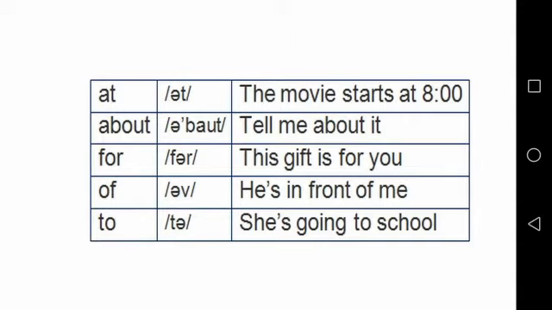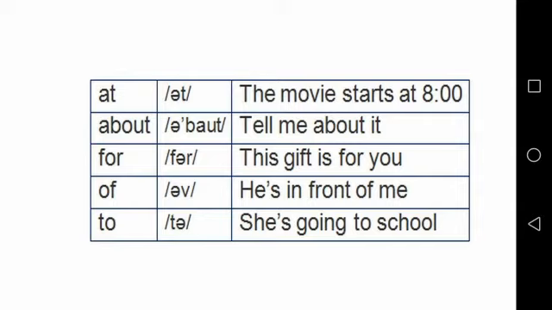For becomes fur. This gift is for you. For you. Of becomes of. He's in front of me. Front of. He's in front of me. Of becomes of.